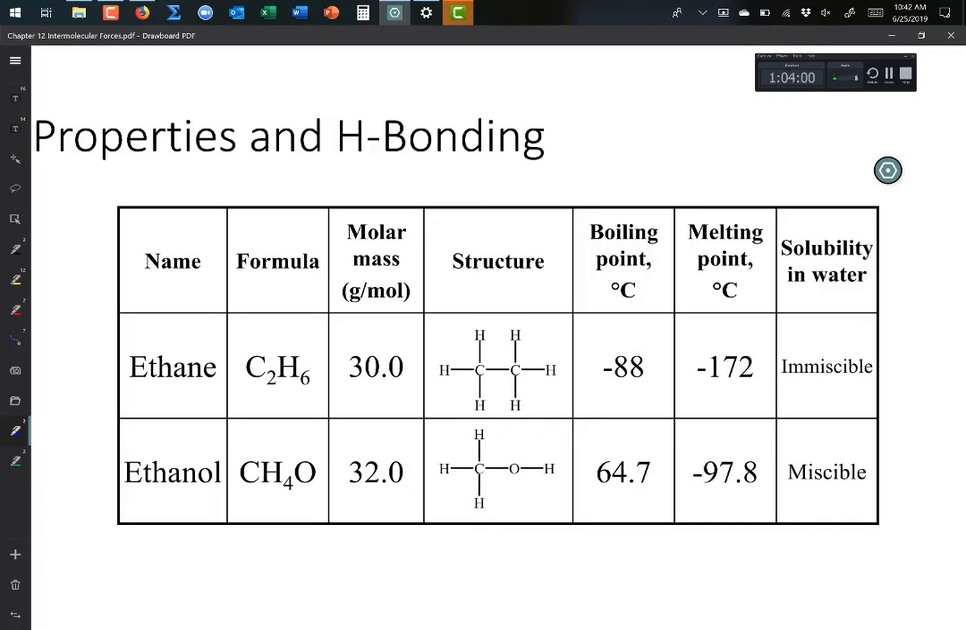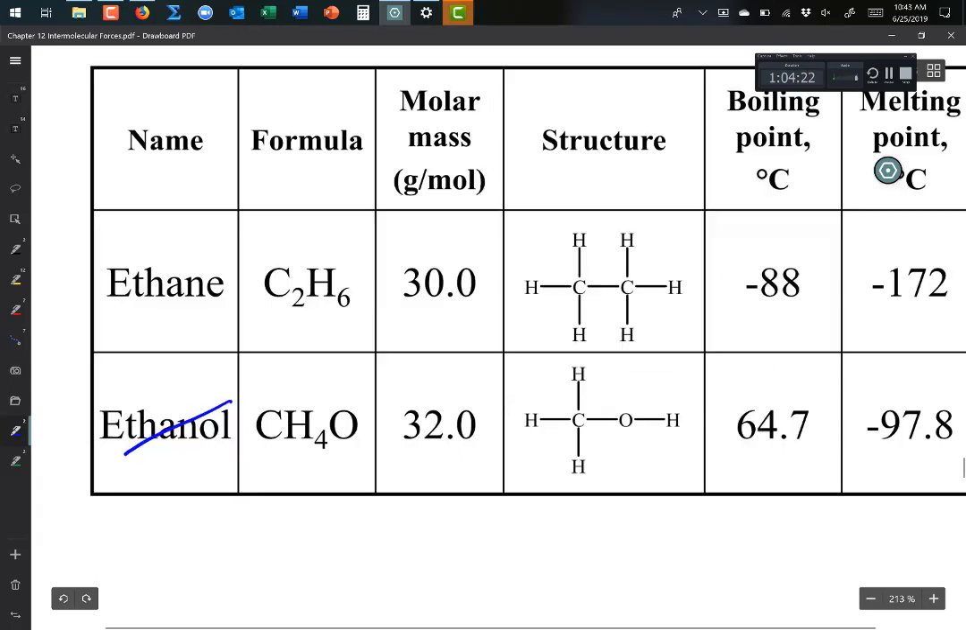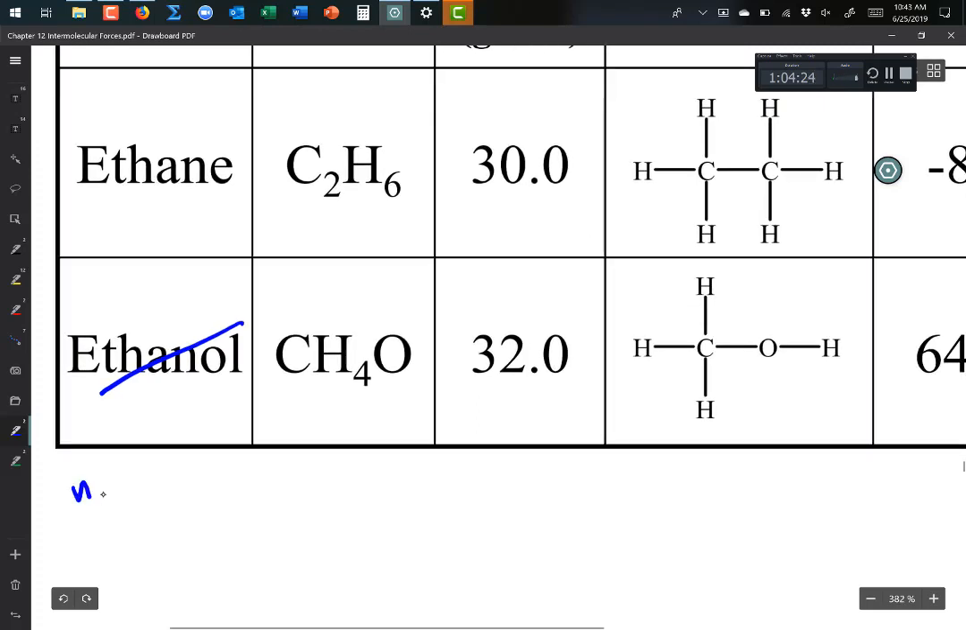Ethane and ethanol, molar masses are roughly the same. So their dipole-dipole and their induced dipoles are the same. Oh, actually, this is methanol. I thought that sounded weird. This is methanol. Let me spell it so you can read it. Zoom it in. Methanol. There we go.